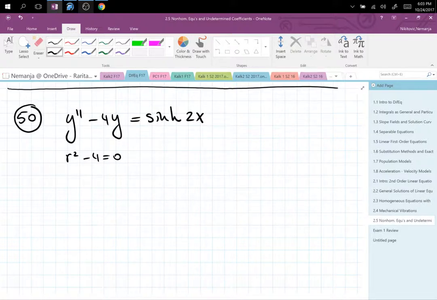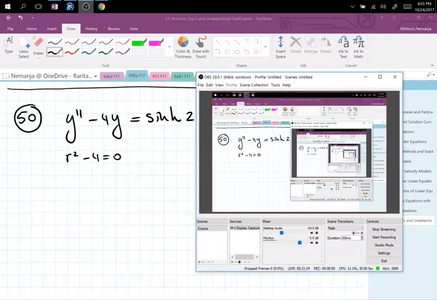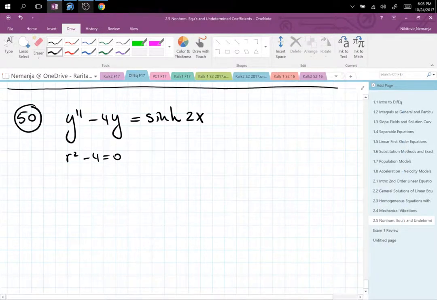Another c1 e to the 2x. All right, we don't know, so we just take e to the 2x and e to the negative 2x. All right, let's take a look at this problem together. Now that equation is going to be y_h of x equals c1 e to the 2x plus c2 e to the negative 2x. Beautiful. So y_h is c1 e to the 2x plus c2 e to the negative 2x.